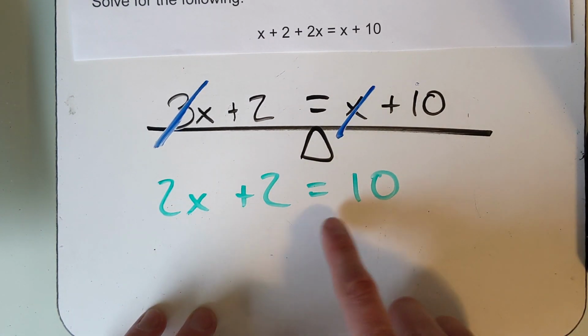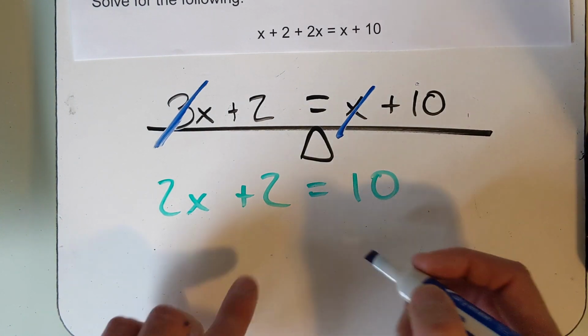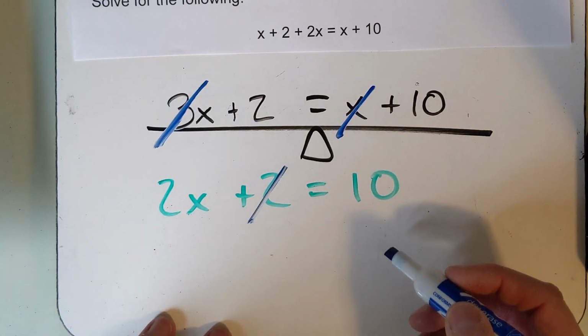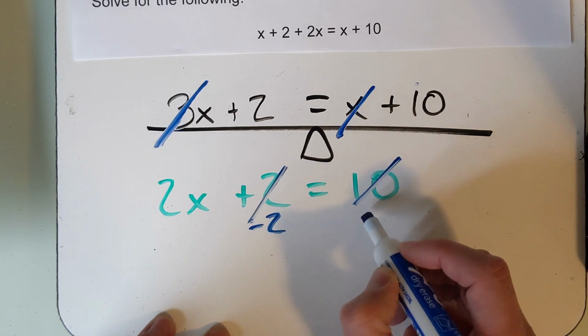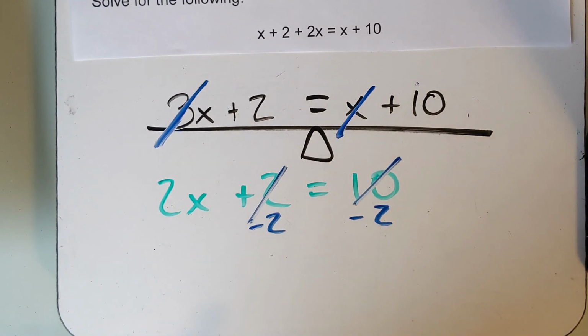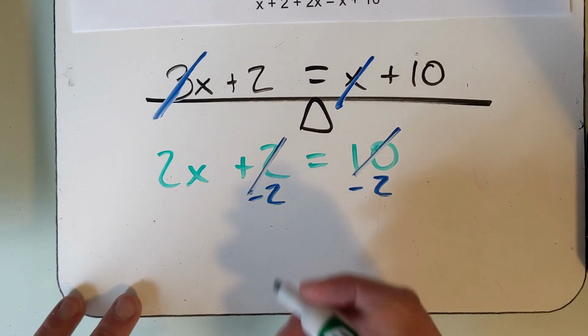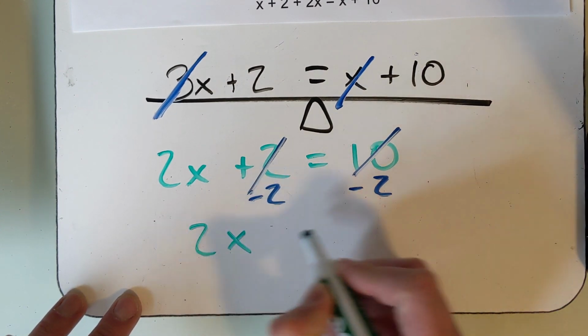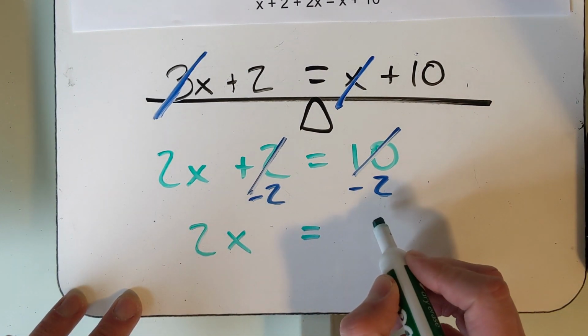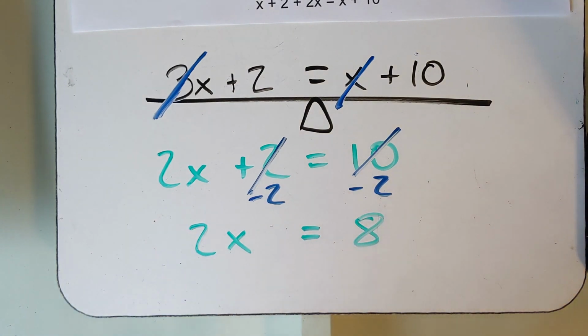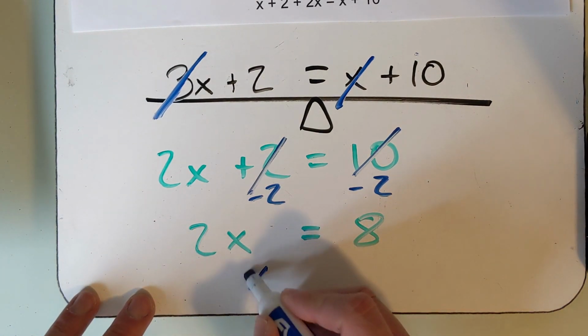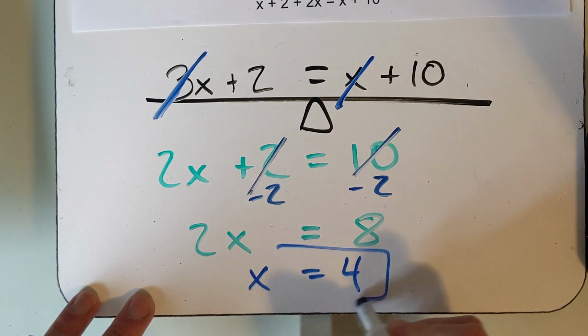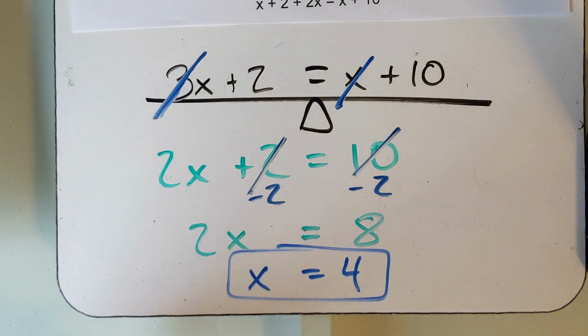So I can go ahead and take away some numbers. Let's go ahead and take away 2 from here. And again, take away 2 from here. We have to do the same thing on both sides. That means we're going to be left with 2x is equal to 8. That means x is going to be 4, because 2 times 4 is going to give us our 8.